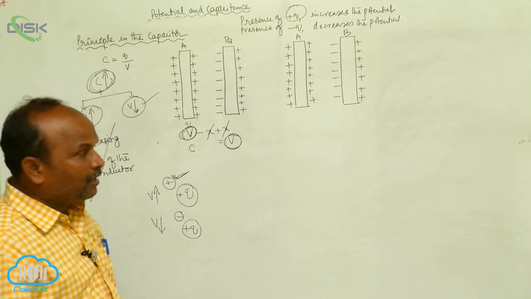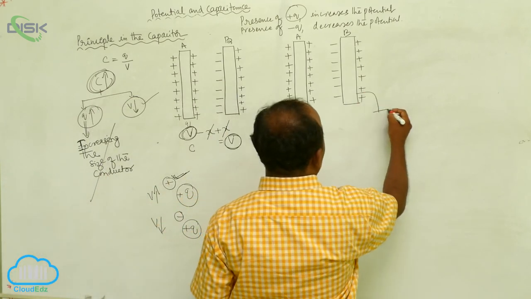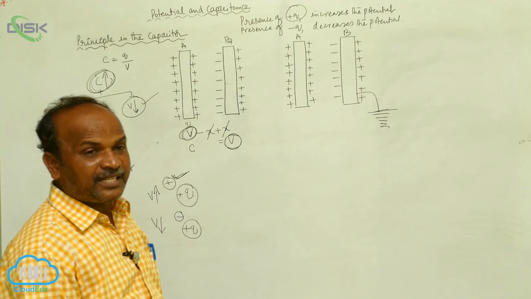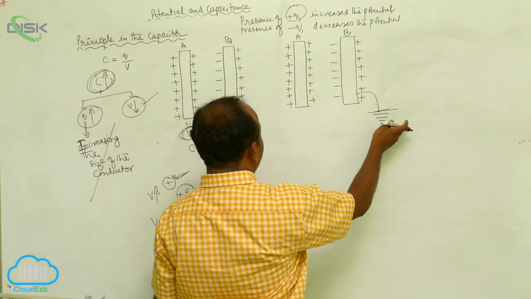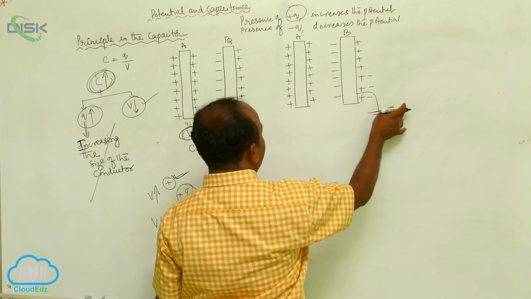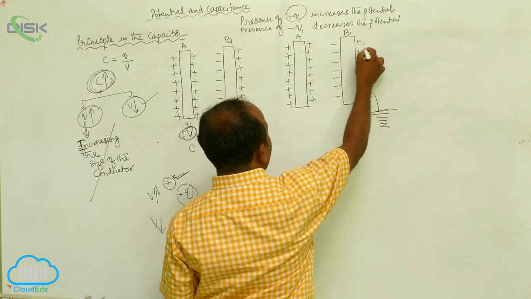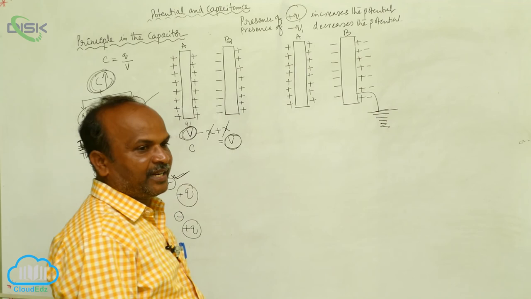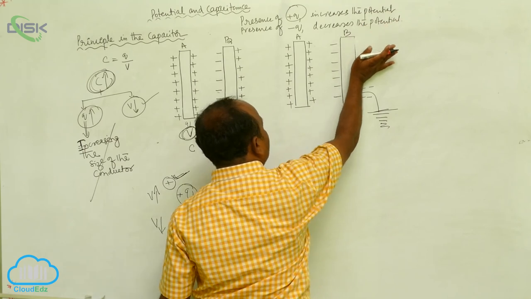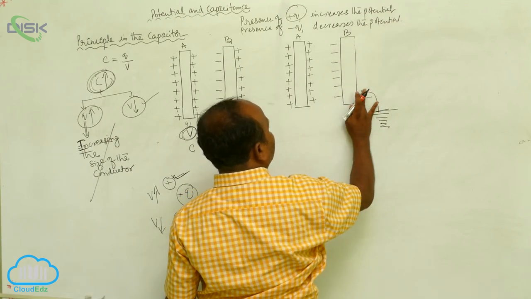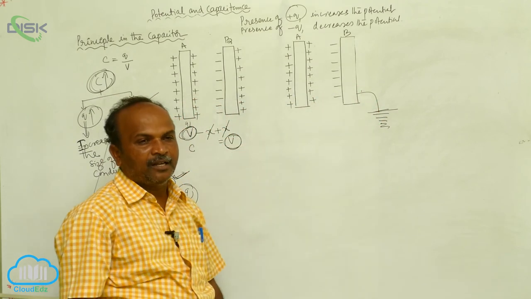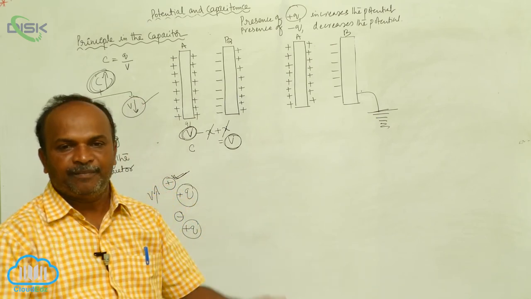But in this case, the outer surface is earthed. As the outer surface is earthed, earth supplies the electrons. Electrons are transferring from the earth to the metal plate. That neutralizes the charge. Therefore, whenever earthing takes place, on the farthest side, whatever positive charge is there is going to disappear.